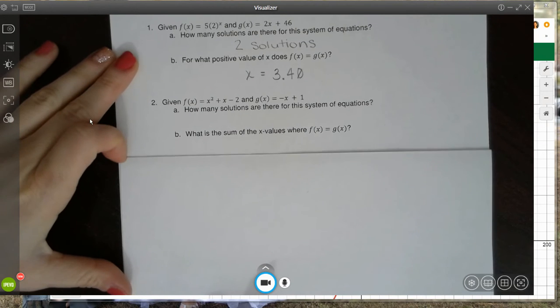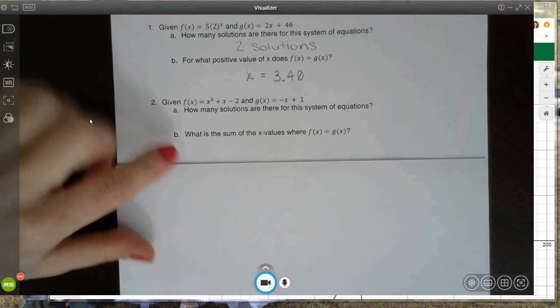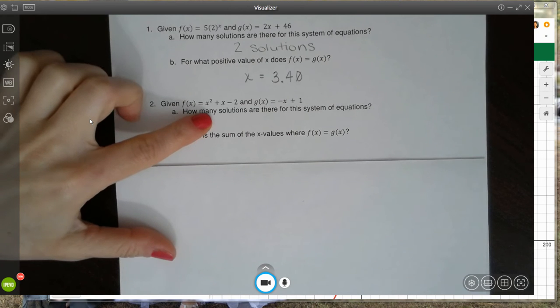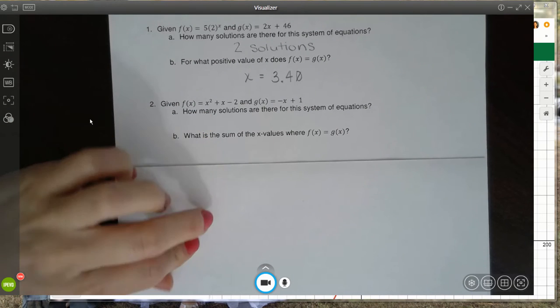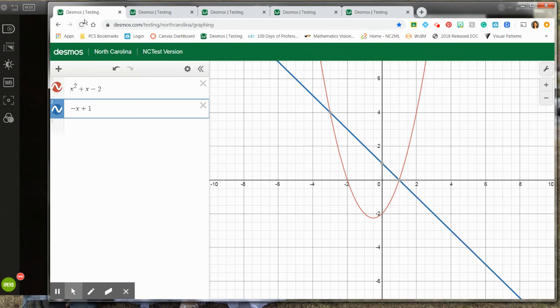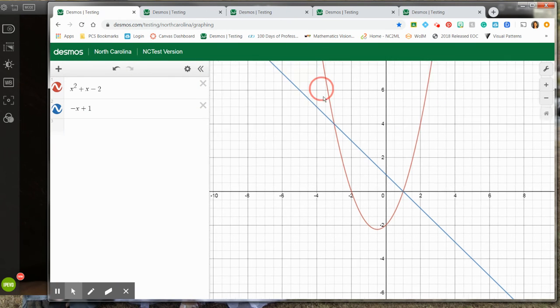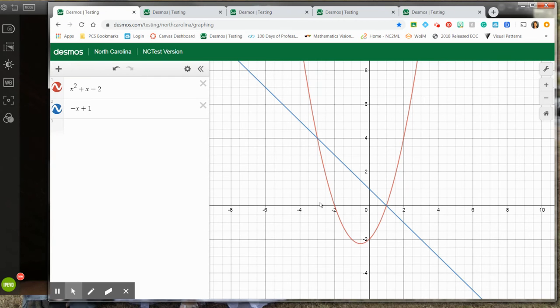And this is asking us, again, how many solutions there are in the system. And now I have a quadratic with a linear. So I'm going to come back to Desmos. I'm going to close out that first question. So here you'll see that here's my quadratic, that U shape, the parabola that we talked about. And then here's my linear function. So this, again, has 2 solutions.